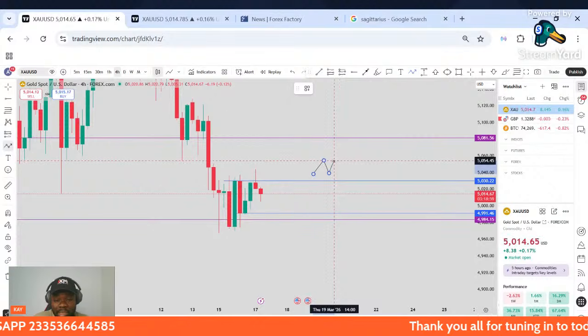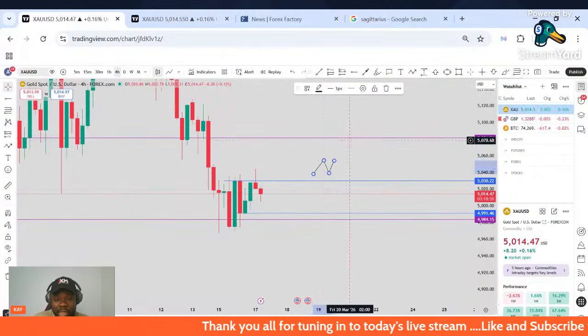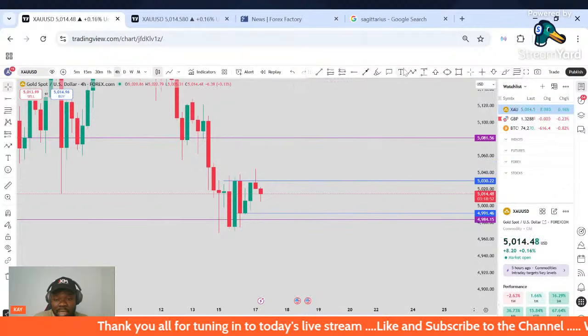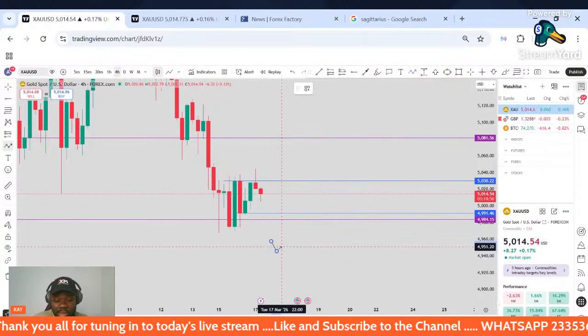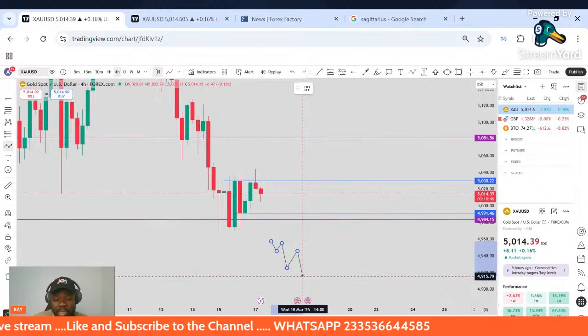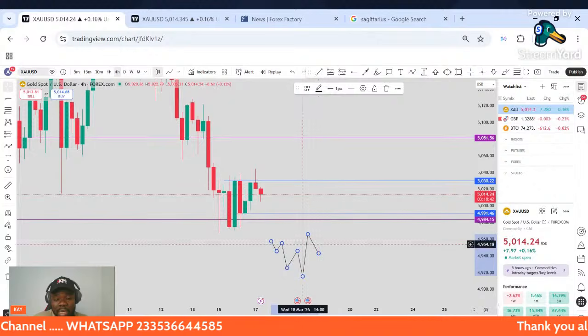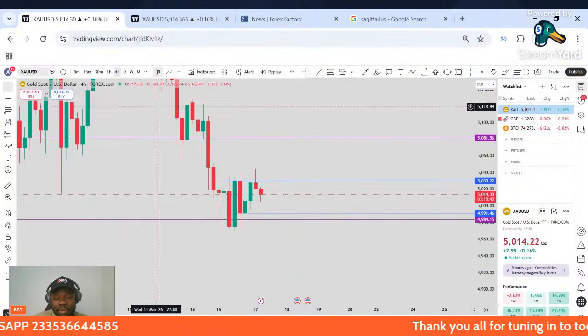Okay, maybe let's see if price is in a downtrend. Since this candle formed a bearish candle, if you move to the lower time frame, you're going to see something like this. So the only time I'm going to take a buy is when price has shifted trend and pulled back, before I go in for a buy.